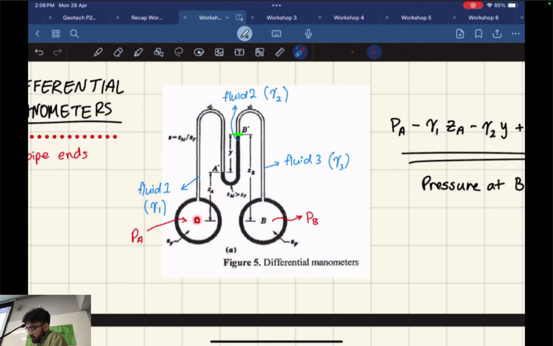You'd start at point A, and let's say this is given, and you're trying to find the pressure at point B. So you start at point A, or you can start at point B, it doesn't really matter. You get the same equation anyways.